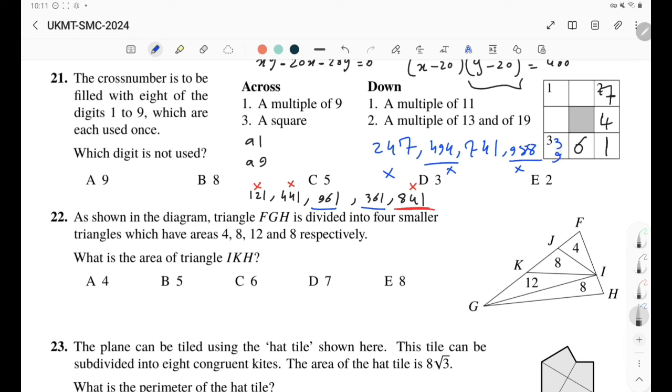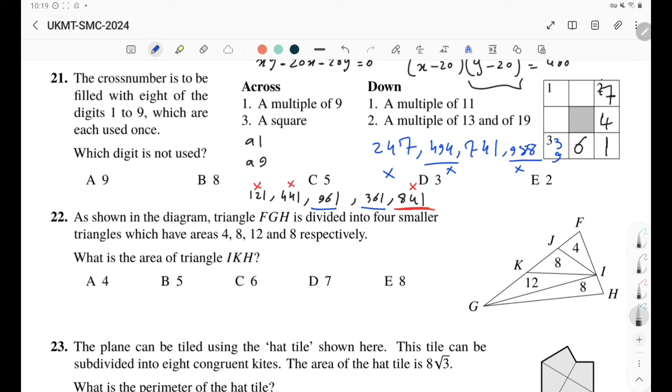Okay. Next, what do we also have? We have that this guy here is a multiple of 9. And this guy here is a multiple of 11. Okay. Let's think about it. What can we do now? Which one should we choose?